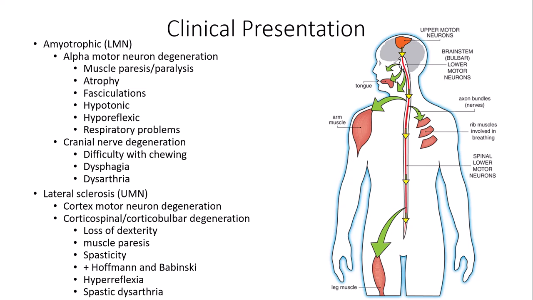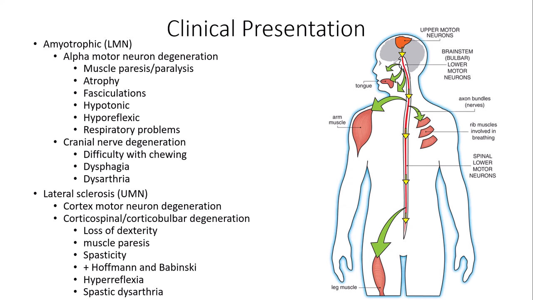And there's also cranial nerve degeneration. Patient is going to present with difficulty chewing, dysphagia, and dysarthria. And these are all due to alpha motor neuron degeneration, as well as cranial nerve degeneration, which are lower motor neurons. The other part of the clinical presentation is known as lateral sclerosis.